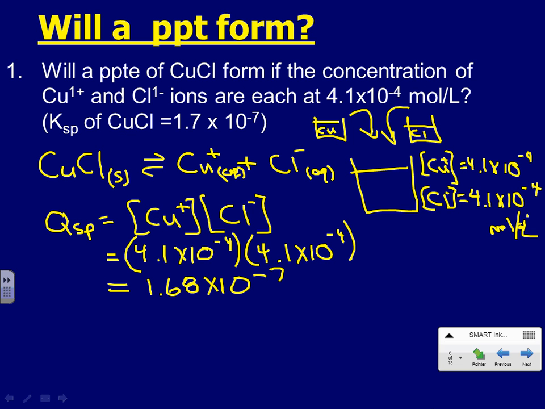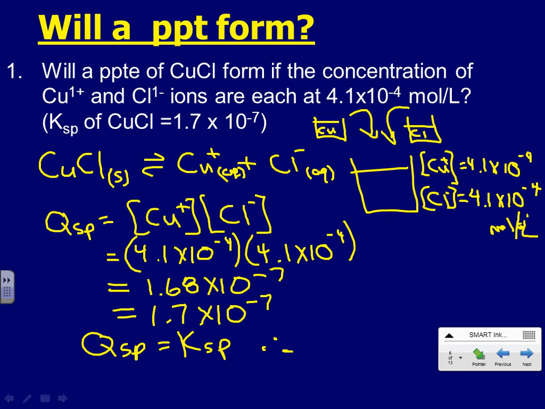Now notice we've got two significant digits here, so let's round this because it becomes significant. 10 to the minus 7, and we're going to compare that to the KSP. How does the value compare? They're the same. Excellent. So QSP equals KSP. Therefore, how do we describe this solution? It's a saturated solution. And will a precipitate form? No, you're not going to see a precipitate form. No precipitate.